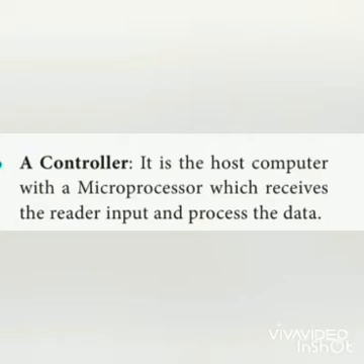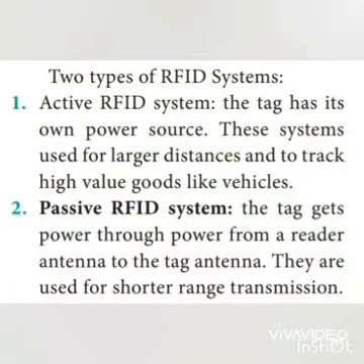So now here, the two types of RFID system are again active RFID system and passive RFID system. Active RFID system: the tag has its own power source. So active RFID system has its own power source. So these systems are used for larger distances and to track high value goods like vehicles.